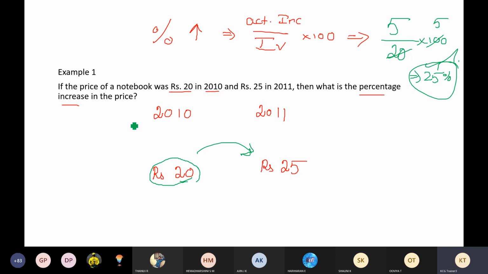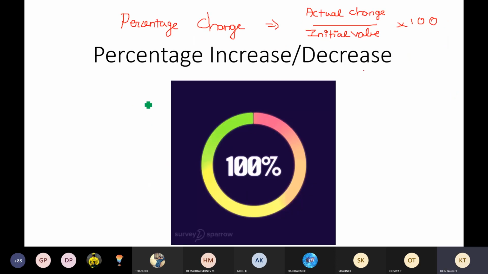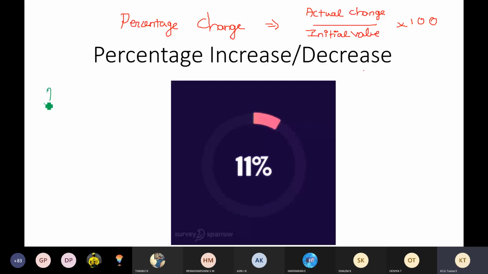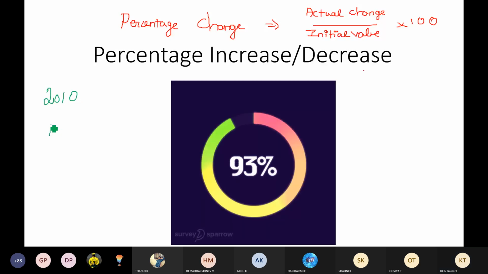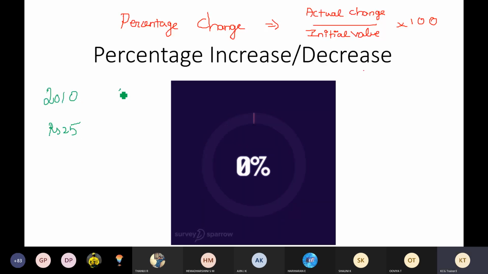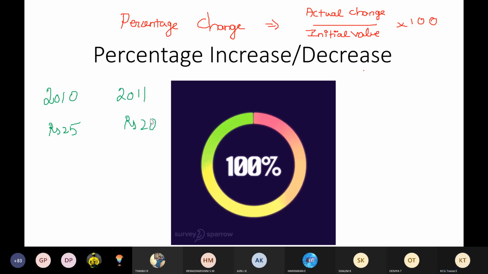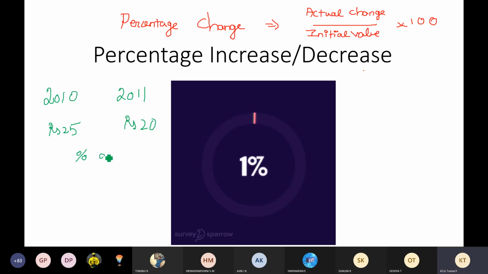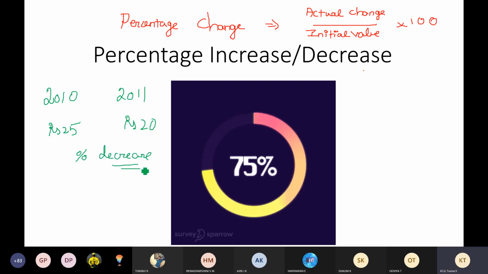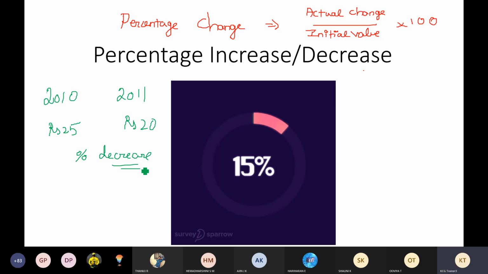Okay, guys. Now listen here. Let's say, for example, I'll give you different data. In 2010, it was rupees 25, and in 2011, it was rupees 20. Can you guys find out what is the percentage decrease here? What is the percentage decrease, guys? I'll give you a minute. Come on, think carefully and find out fast.